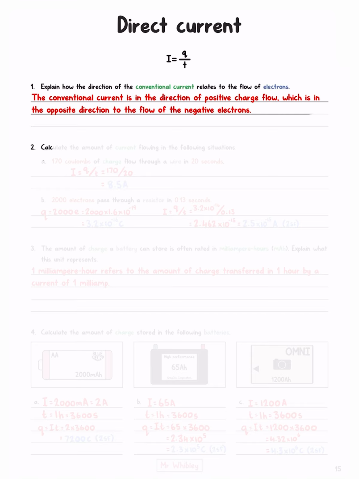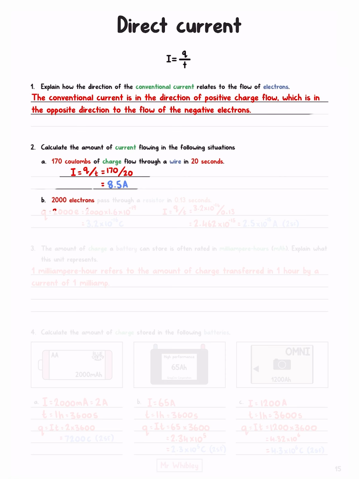Question 2. Calculate the amount of current flowing in the following situations. 170 coulombs of charge flow through a wire in 20 seconds. We know that current is charge over time. We know the charge, we know the time, which gives us 8.5 amps.